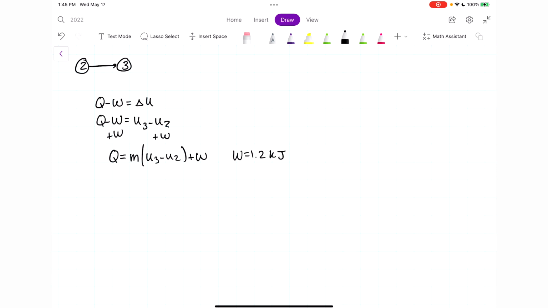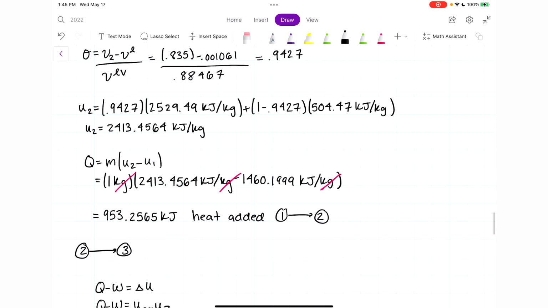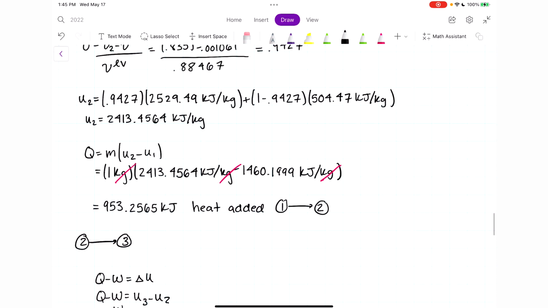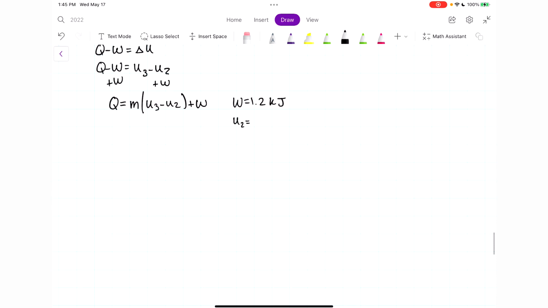Great, so let's go ahead and start finding that. Oh, and also we know U2 because we found U2 in our earlier calculations. We know that U2 is equal to 2,413.4564 kilojoules per kilogram. So that's great. We only really have to find U3. That's the only thing we don't know in order to find the heat added at this point in our system.